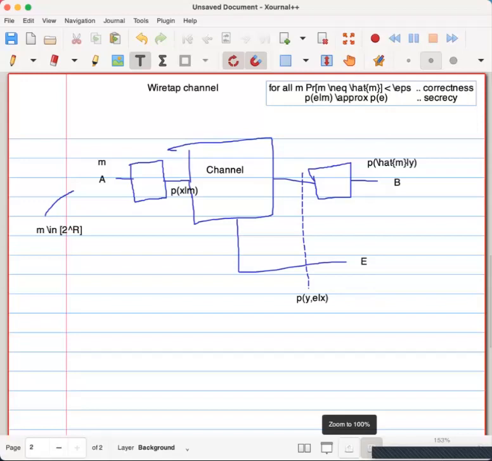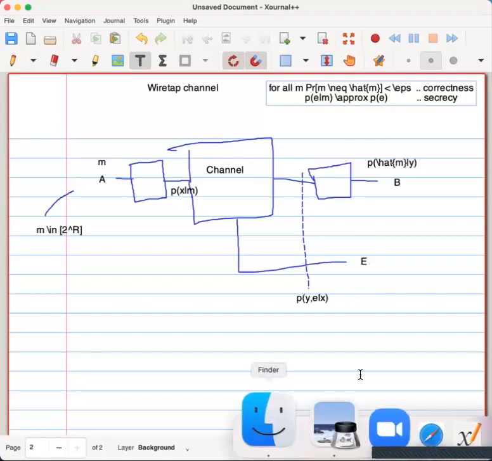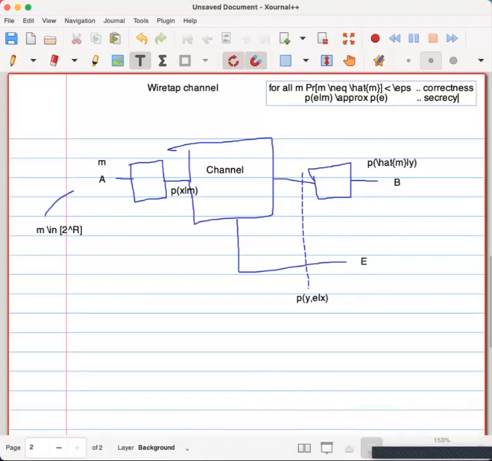Are the definitions clear, Hari? Yeah. Okay, so now let's see what we can do. So what is the strategy? We go back to the noisy channel coding strategy, and we'll modify it slightly to fit the wiretap.